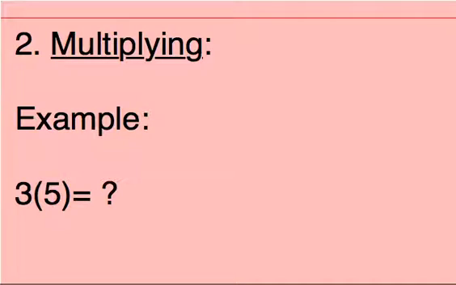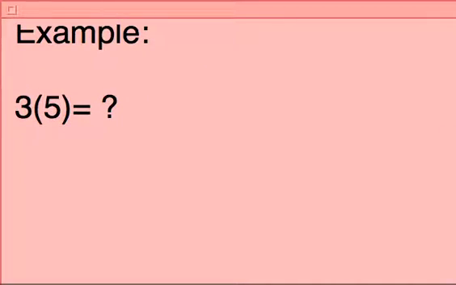And in multiplying, we have this example. You may look at this and say 3 parentheses 5 equals what? Well, when it comes to using parentheses in mathematics, these parentheses often substitute what I like to call multiplication symbols, such as the little star that we know, or the X that represents multiplication. So it's the same thing.